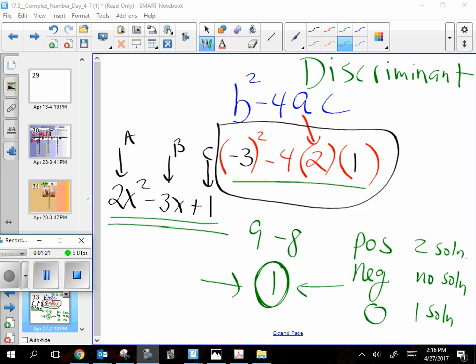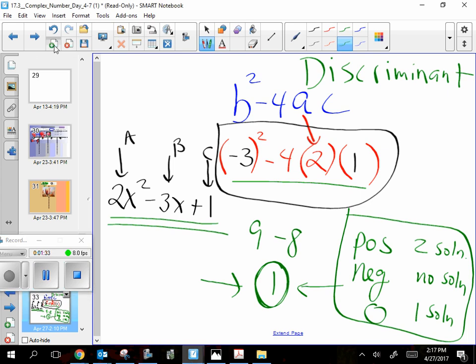Thankfully for you, at the top of the worksheet I gave out yesterday, it summarizes this part: positive gives you two solutions, negative gives you no solutions, and 0 gives you one solution. So here is a typical question.